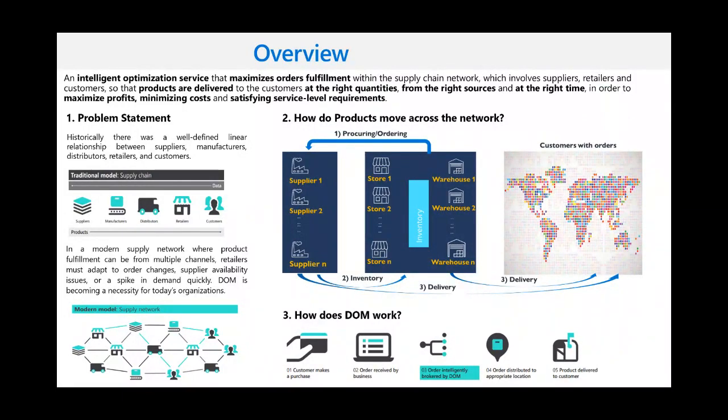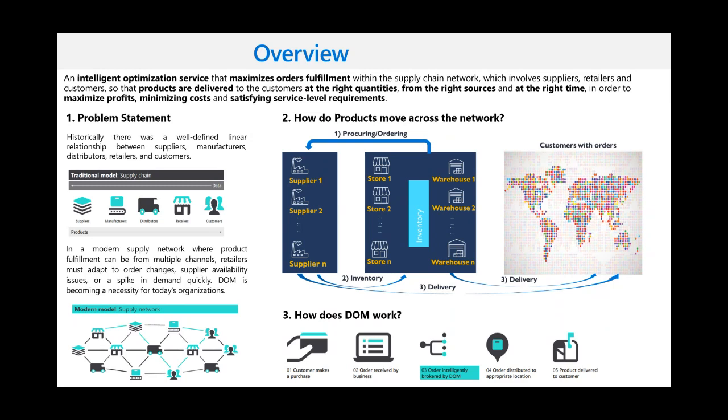Let's go look at DOM now. So basically, distributed order management is an intelligent optimization service that uses mixed integer programming to maximize order fulfillment while minimizing costs within the supply chain network. Historically, there was a well-defined relationship between suppliers, manufacturers, distributors, retailers, and customers. With the modern supply chain network where product fulfillment can be done from multiple channels, retailers must adapt to order changes, spikes in demand, and supplier delays and changes.